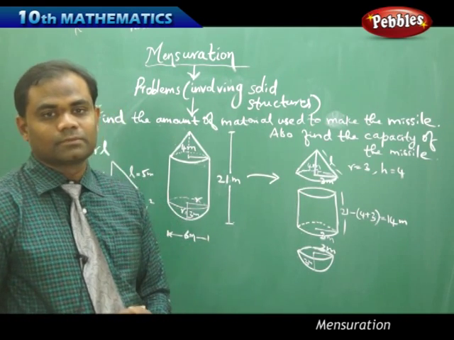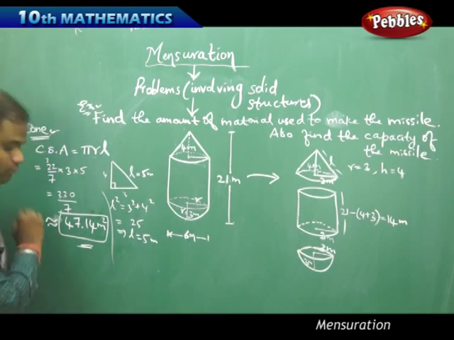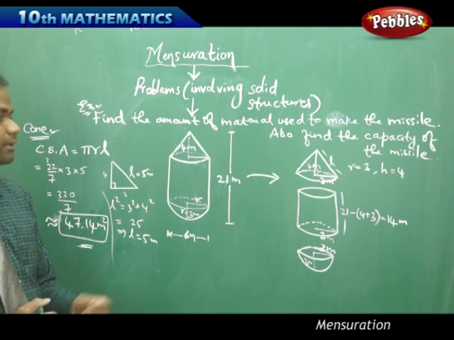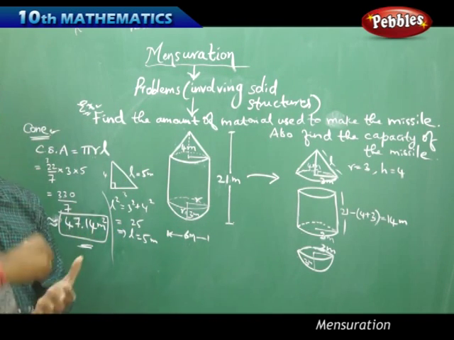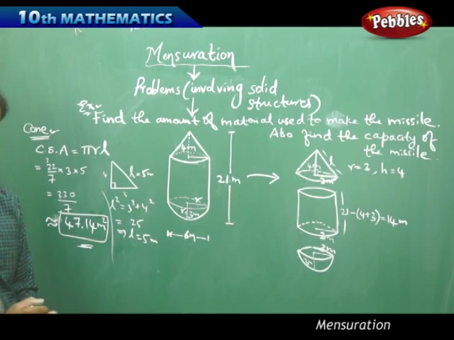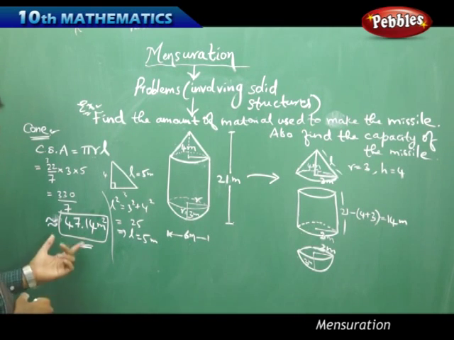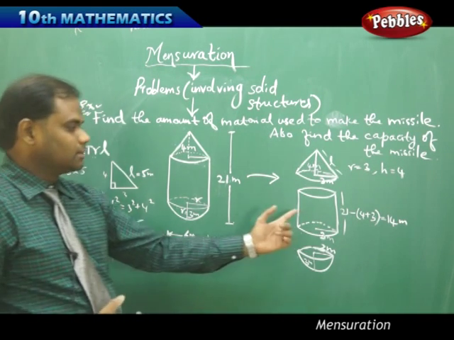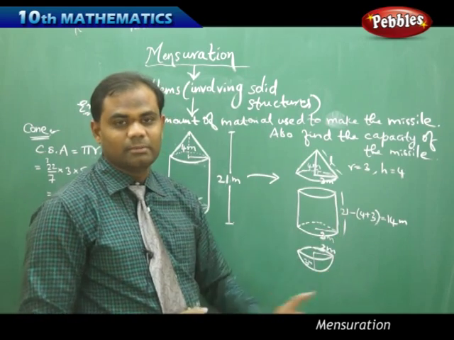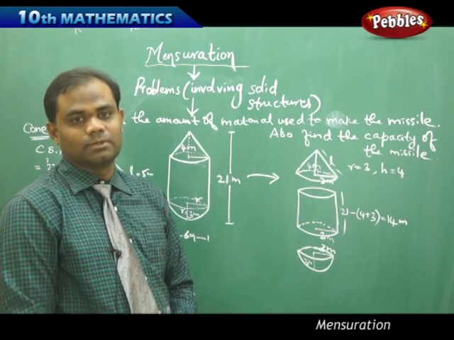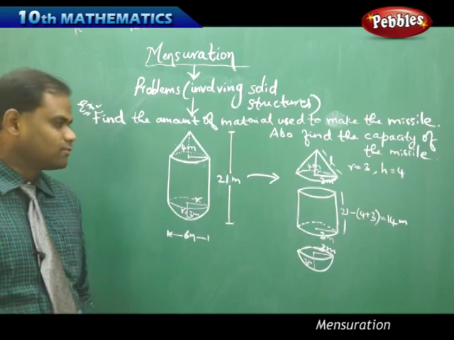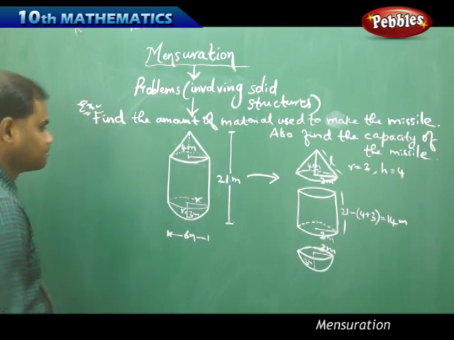So this is the answer for the amount of material I have to use in making the conical part. This is only for the conical part, the amount of material which I am going to use for the top surface. Similarly, I am going to use the same concept in finding the amount of material I use in making the cylinder. Next, let's find for the cylinder.